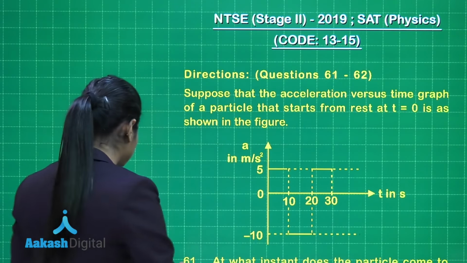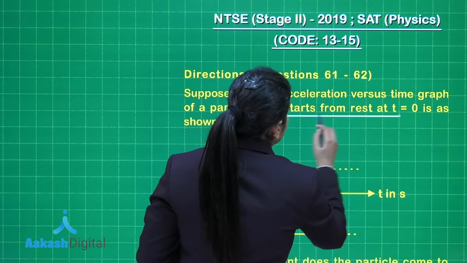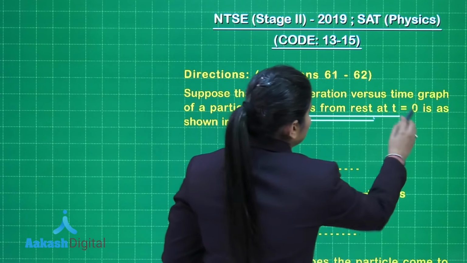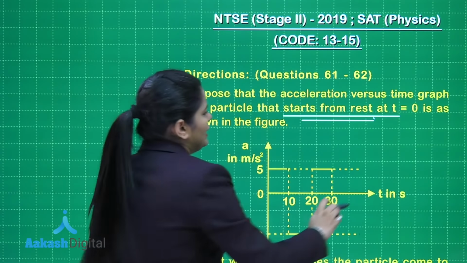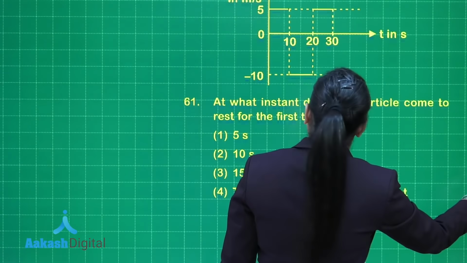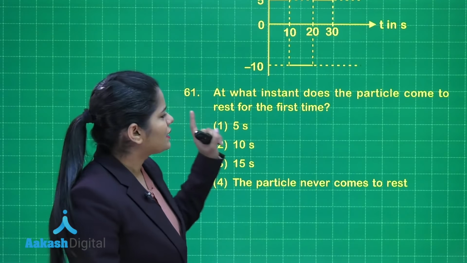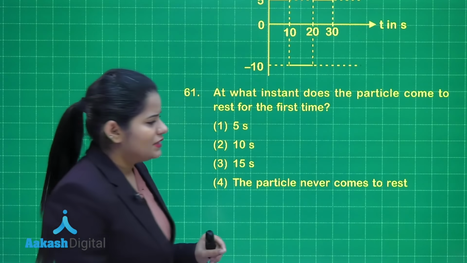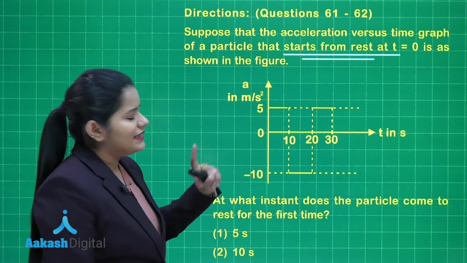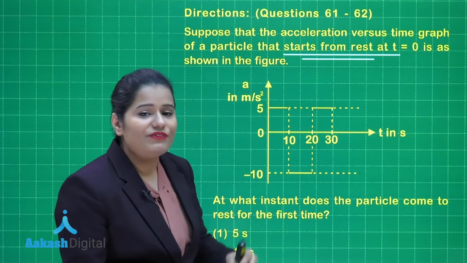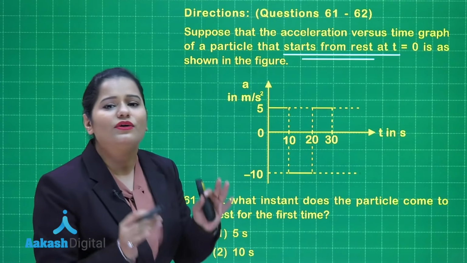So we are given this a-t graph, and the hidden hint in the direction is that it starts from rest at t equal to 0. So at t equal to 0 the particle was at rest, so u was 0. Now let's look at question number 61, which says, at what instant does the particle come to rest for the first time. From this a-t graph we can also draw the v-t graph, and we know that the area under the a-t graph gives us the change in velocity.